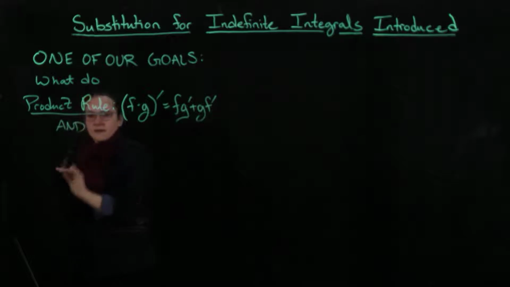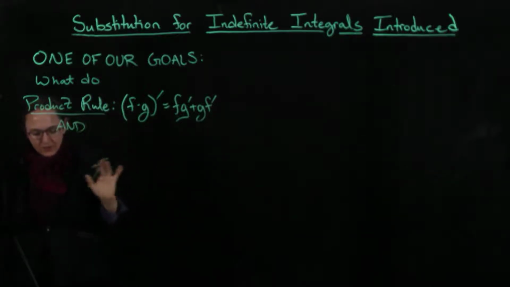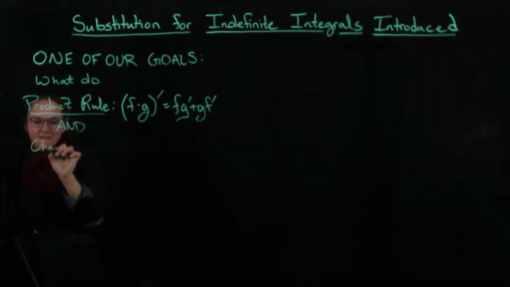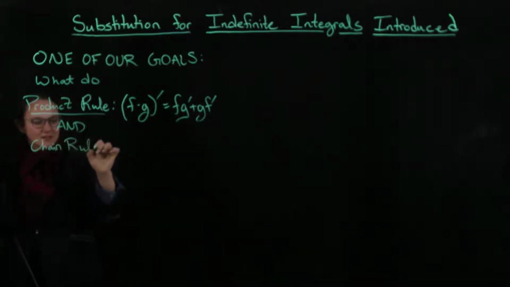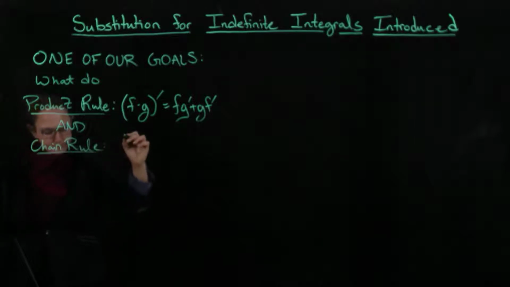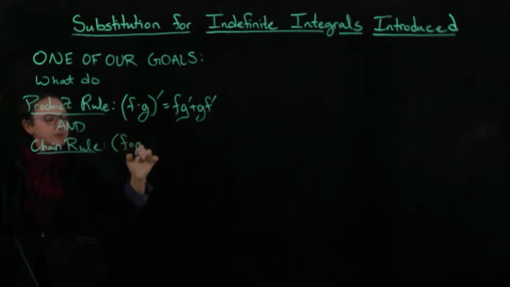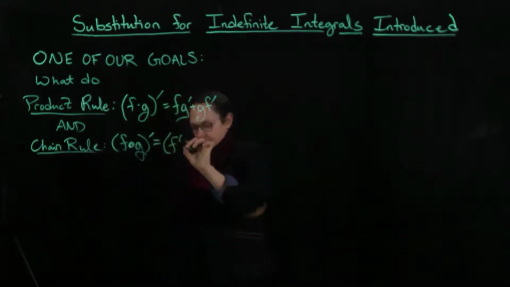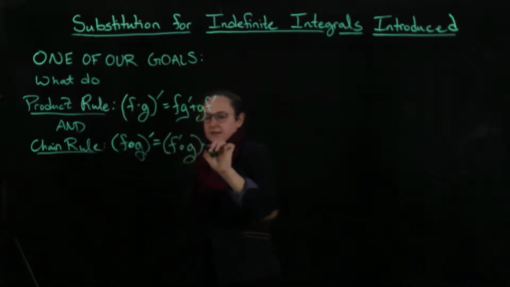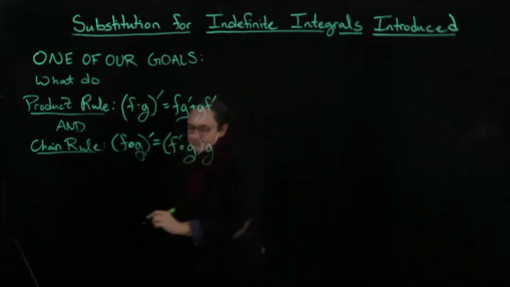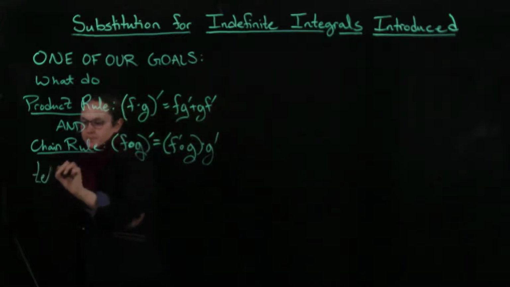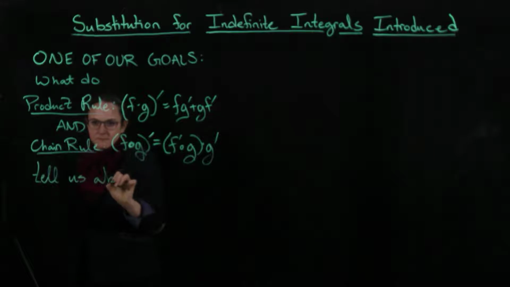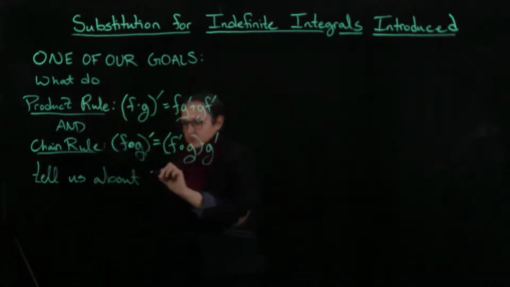And then there's another rule that involves where products show up, which is the chain rule. So in this one, we're dealing with a composition. So this is a composition, make it really obvious that that's a circle there. Prime, so this gives me F prime composed with G times G prime. So what do these tell us about integrals? Right, so this is the goal in what we'll be doing.